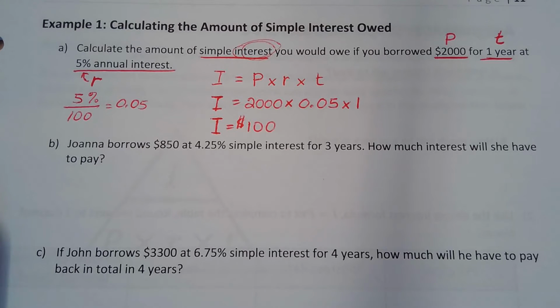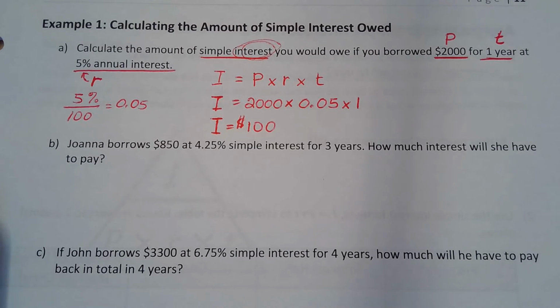Okay, let's take a look at B. Let's read it first. Joanna borrows $850 at 4.25% simple interest for 3 years. How much interest will she have to pay? Read that again. Joanna borrows $850 at 4.25% simple interest for 3 years.